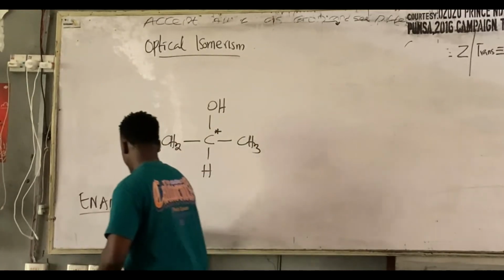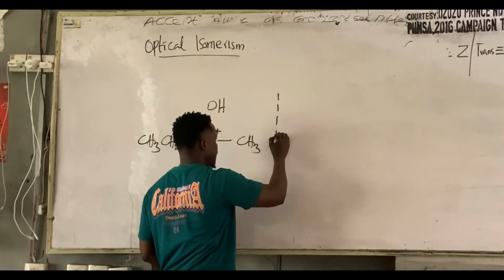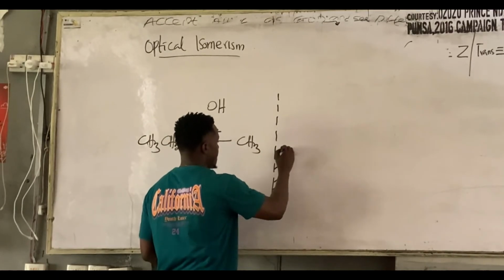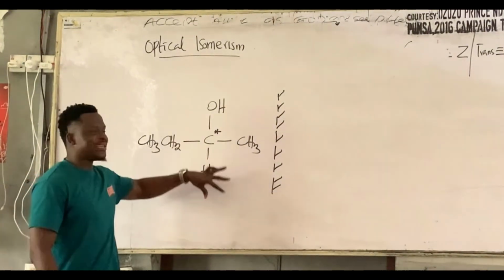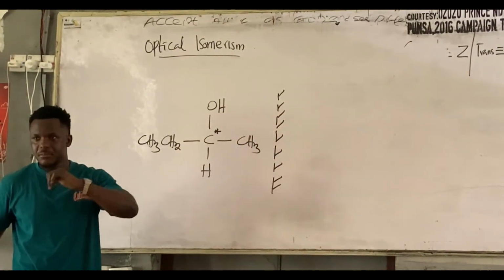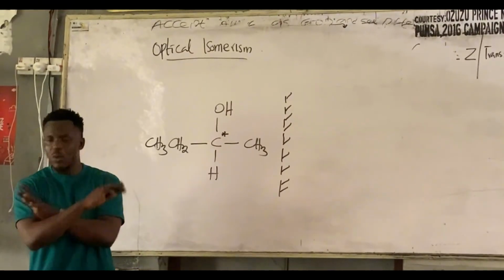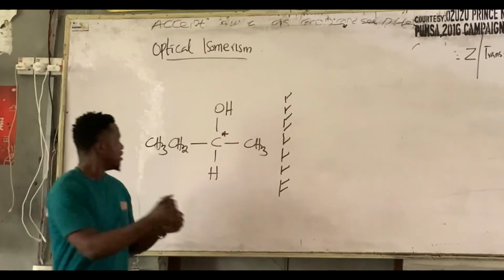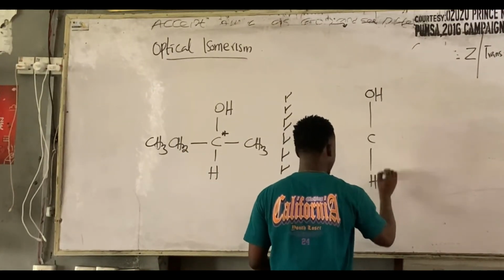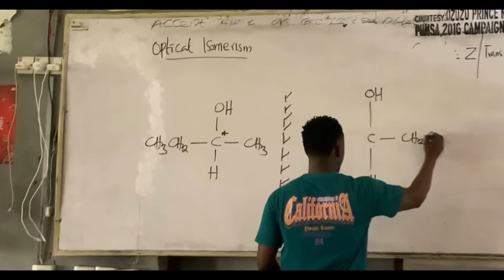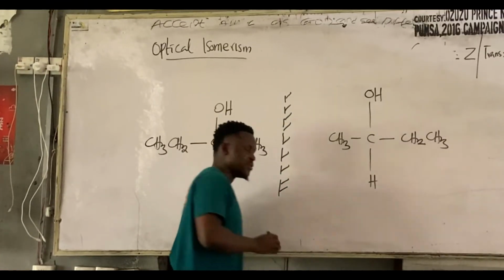Now, let me use this guy as an example. Look at this compound here. If I put a mirror here, in a mirror image, up and down always remain the same. What changes is the side. What was initially at the right becomes the left. So the mirror image of this guy, I put this guy here. This becomes CH2, CH3, and this becomes what? CH3.